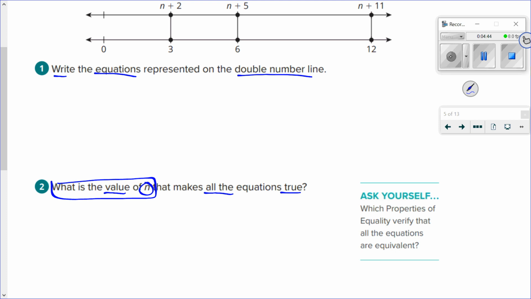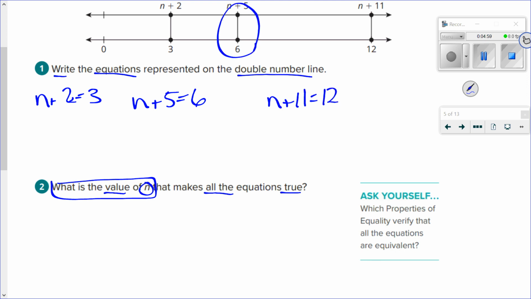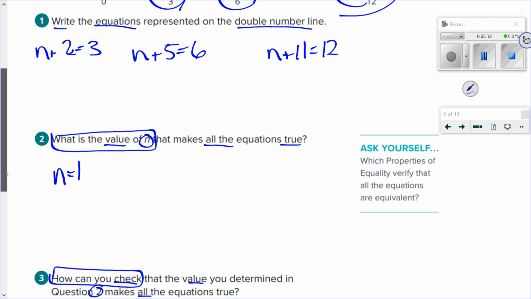This one should have been pretty easy, guys, because they literally gave it to us. N plus 2 equals 3. N plus 5 equals 6. N plus 11 equals 12. Literally, all you had to do is find the pieces that were together on my double number line. Once I looked at it, who was able to figure out what value of n made them all true? Gavin? 1. N equaled 1. How did you check it?